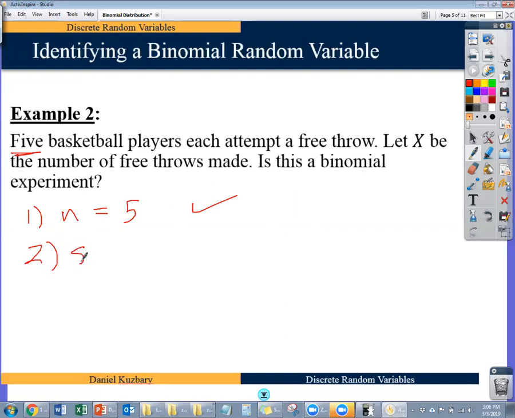Do we have a success and a failure? I think X is counting the number of free throws made, so how about we say a success is making a basket, and a failure is to not make a basket, or you miss. What makes this binomial is it's either going to be this or this. You're either going to make the basket or you're going to miss the basket. So that's good. There's nothing else that can happen.